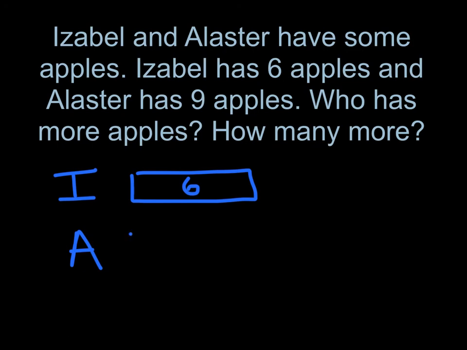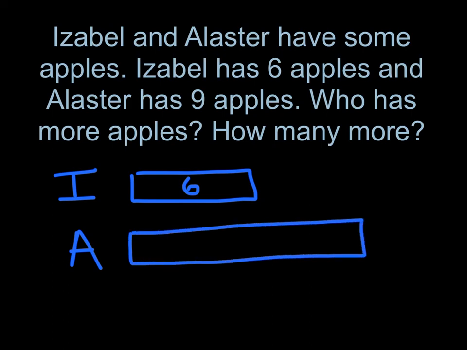Alistair has 9 apples. His bar is longer than Isabel's bar because he has 9 apples. Mathematicians, notice where I began my bars. Just like my matching drawing, I need to make sure the start of my bars match.